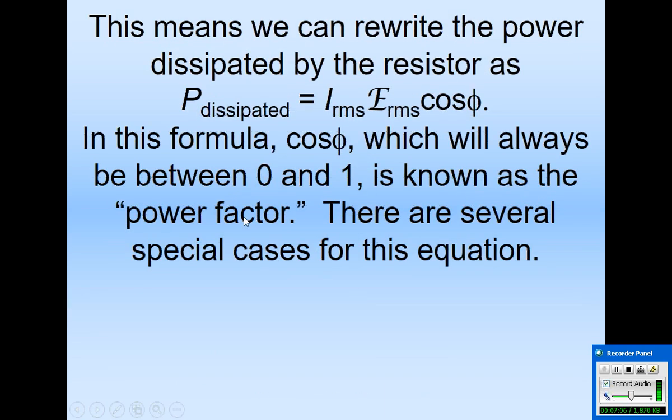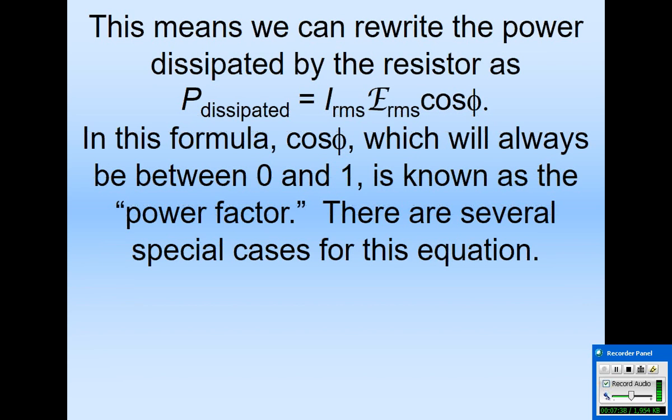And so I can revise the power that is dissipated by the resistor as equaling the root mean square current in the circuit times the root mean square of the voltage source times this factor cosine phi. Cosine phi is a unitless quantity, and it will be between 0 and 1. And in this expression, cosine phi is called the power factor.